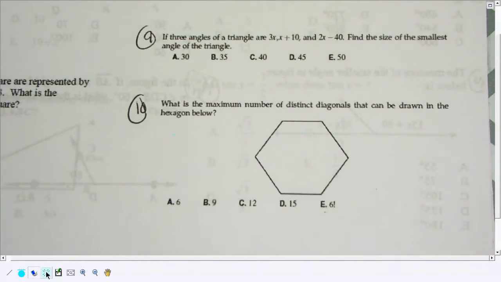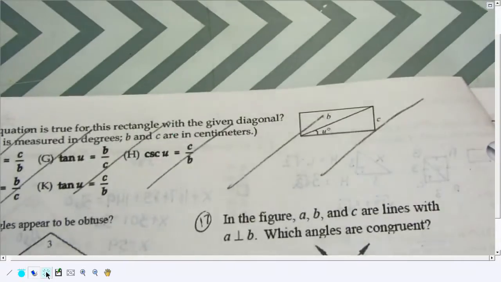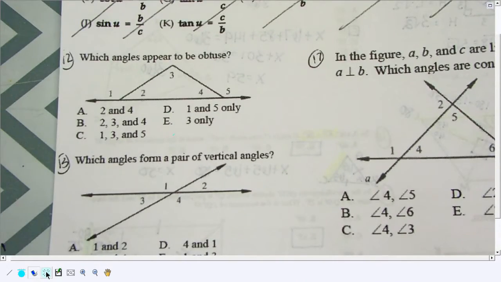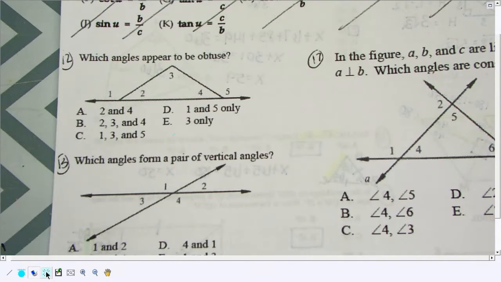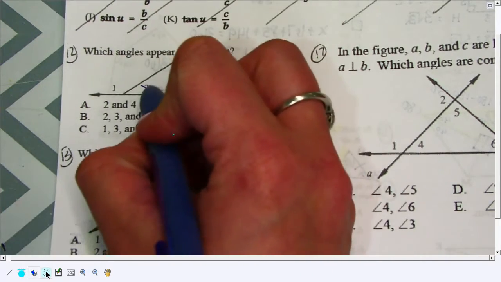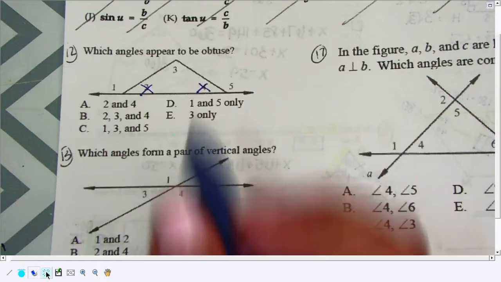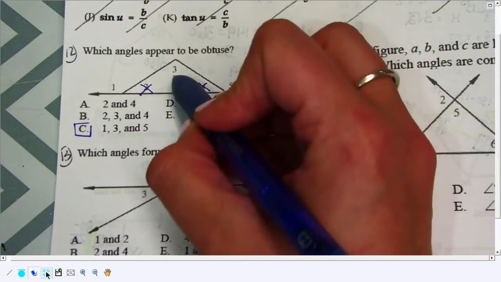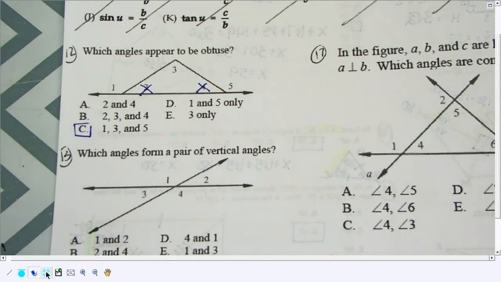All right, next up, we got number 11. Oh, number 11 we skipped. The reason we skipped number 11 is because the correct answer actually is not there. All right, number 12, what angles appear to be obtuse? So this is just you looking at the picture and saying, what angles look like they're bigger than 90? Well, 2 and 4 look littler. They look less than 90. So the ones I'm left with are 1, 3, and 5. Angle 1 looks bigger than 90, 3 looks bigger than 90, and so does 5. So that was just based on looks.